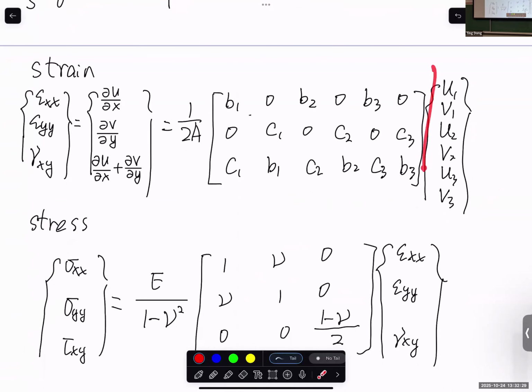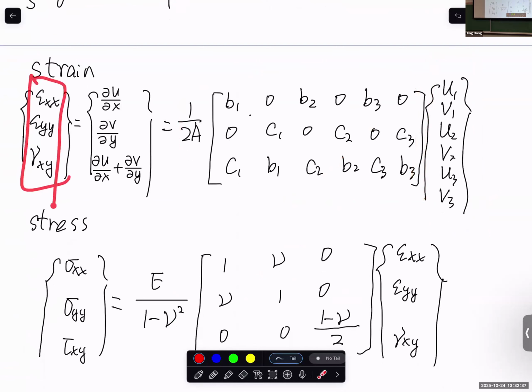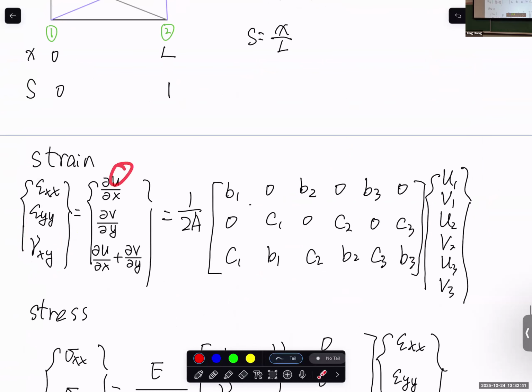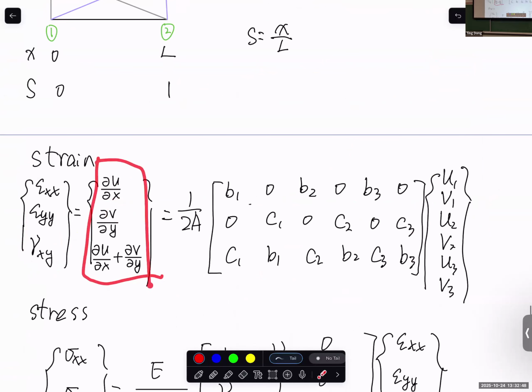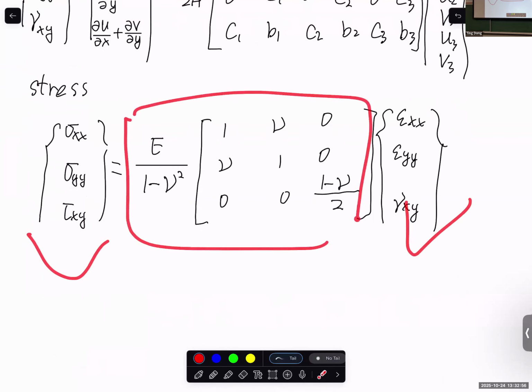And once we have the nodal degrees of freedom, we already have all the f, b, and c. Of course, we know the B matrix. We can calculate the strain. And of course, I already showed in the example problem that if we already have the functions of u and v as functions of x and y, we can use the definition to calculate the strain components directly, if that is simpler, of course. And from strain to stress, this is the C matrix.